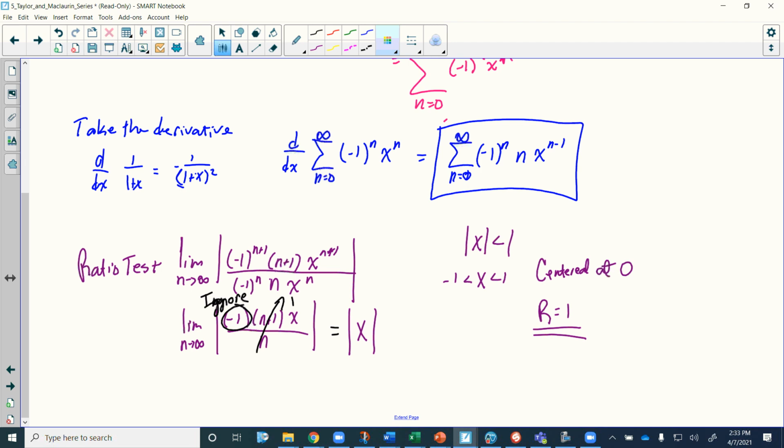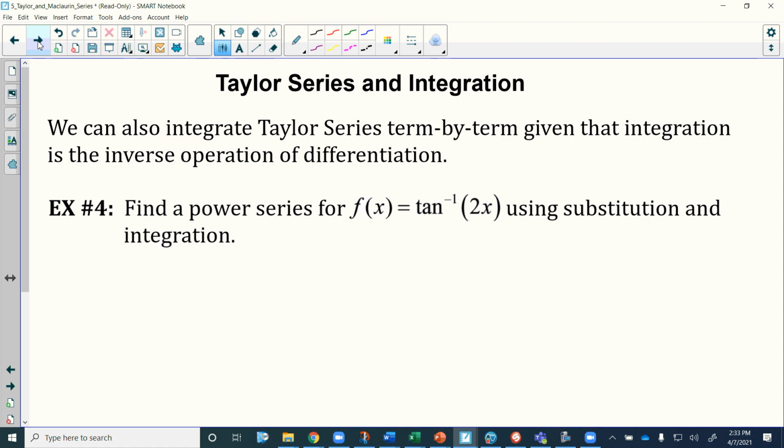And there's how we're going to be taking the derivative of the expressions to help us create a power series representation. And this one is going to go the opposite route, and what it's telling us here, we can also integrate Taylor series term by term, given that integration is the inverse operation of differentiation. Now, this one here, again, is going to require a little bit of problem solving skills, a little bit of, okay, well, what do we know about what was given to us?